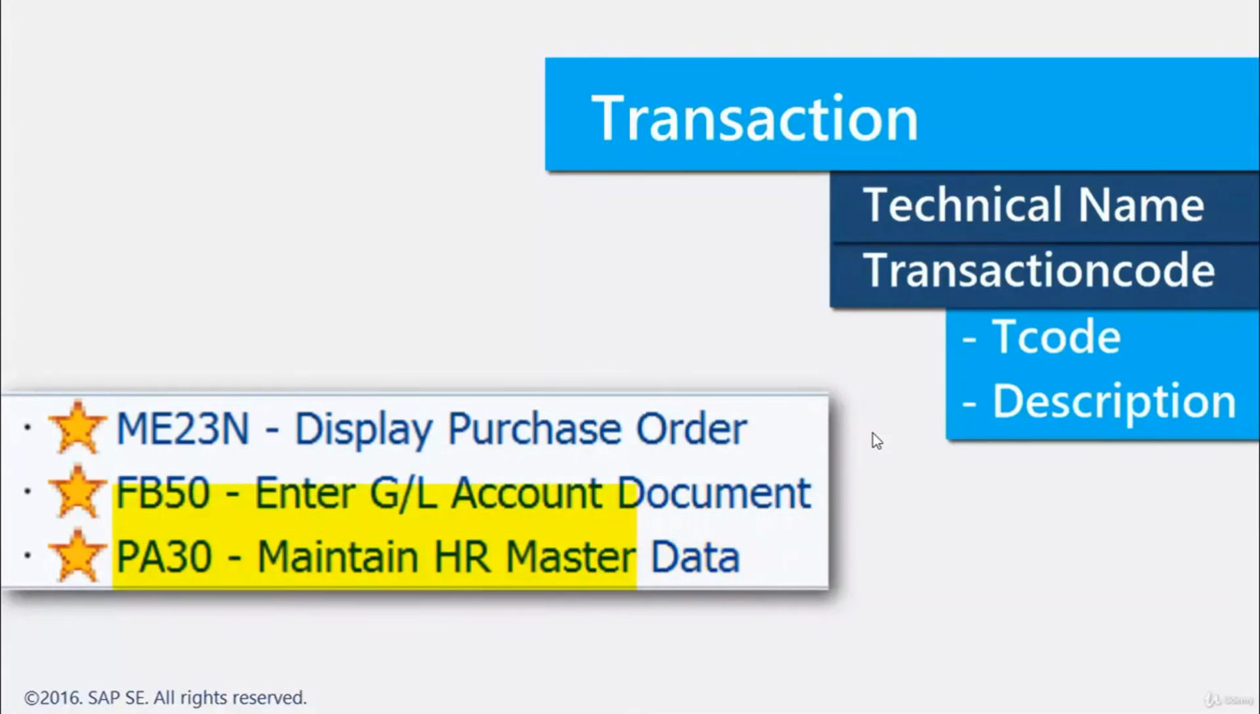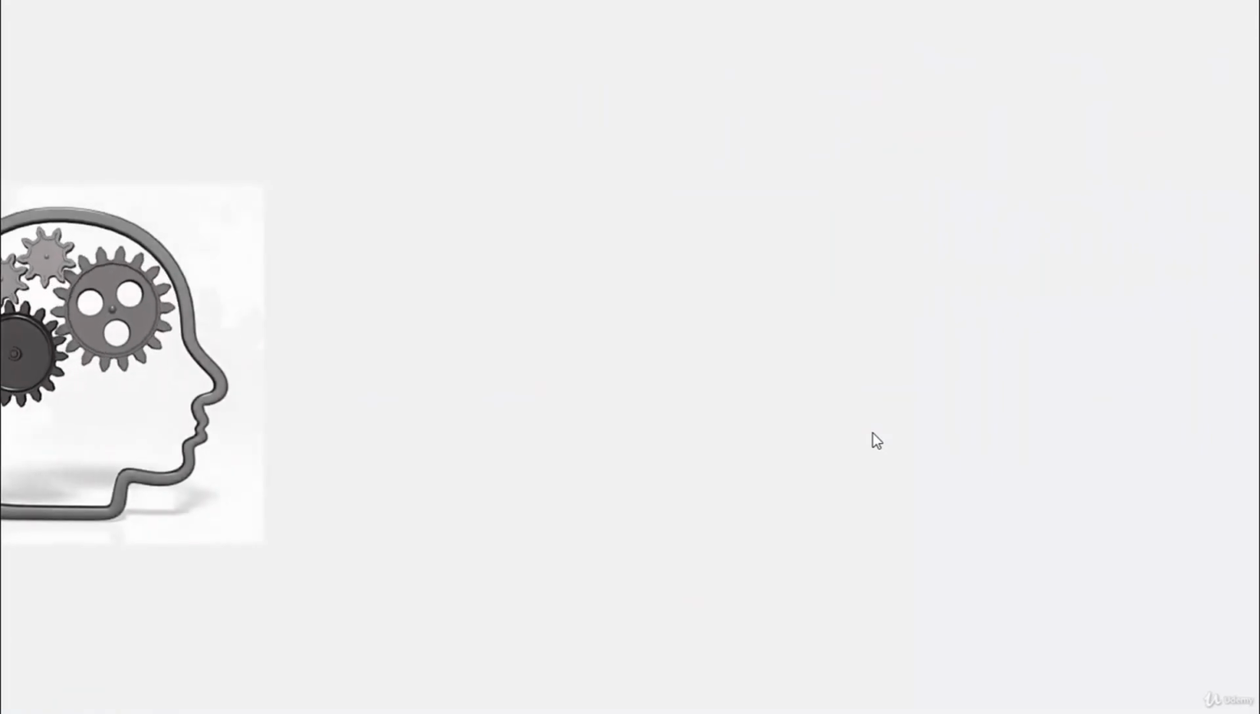The technical names are denoted by 3 or more characters comprising letters and digits. So the actual business operations are executed through single transactions, which can be identified by the transaction code and its description. With that, you're at the end of the video.